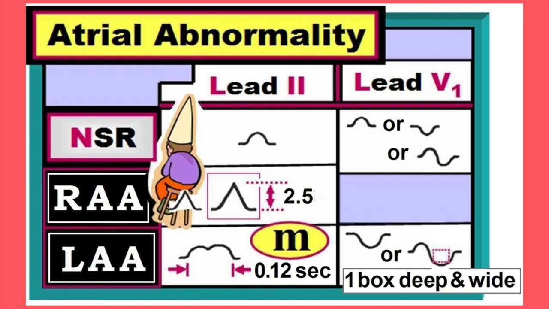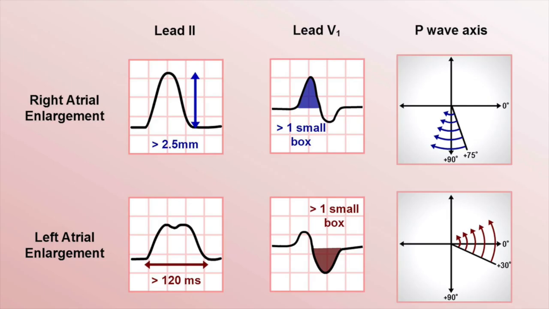This diagram is just to illustrate the atrial abnormality again. Right atrial enlargement is when it's tall, while left atrial enlargement is when it's wide. This is in reference to the P wave. This is another picture to illustrate that right atrial enlargement has tall P waves and left atrial enlargement has wide P waves. So why is that?